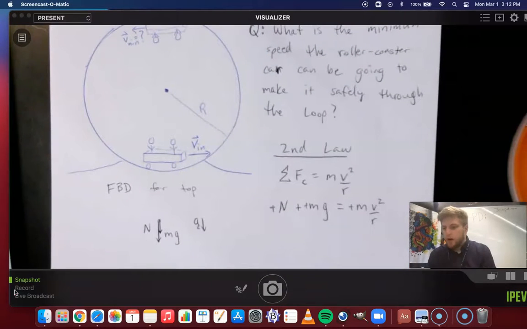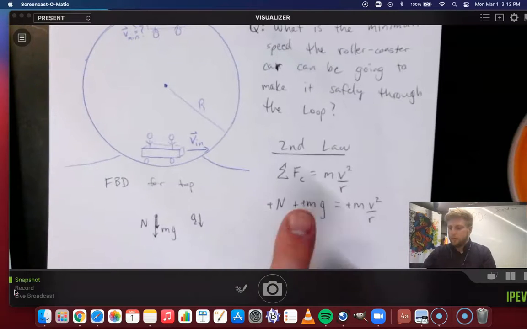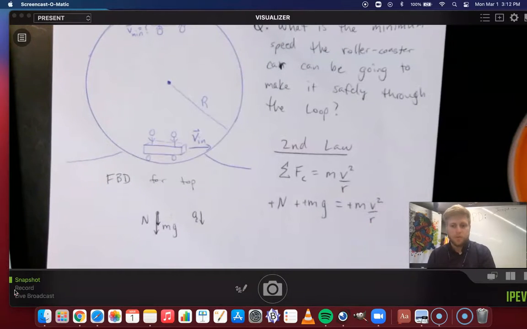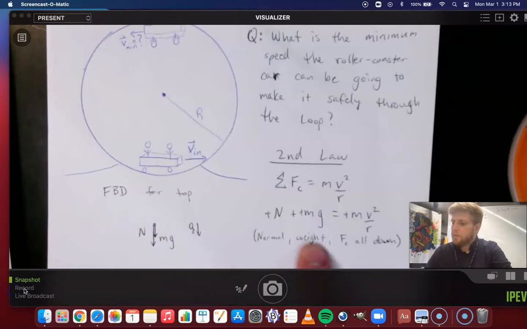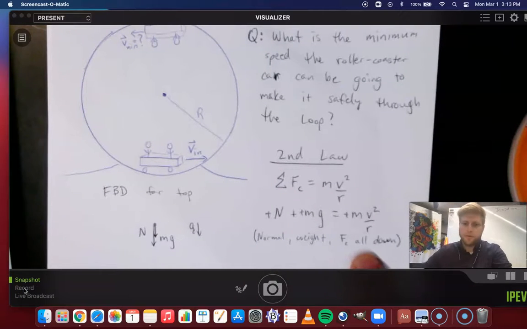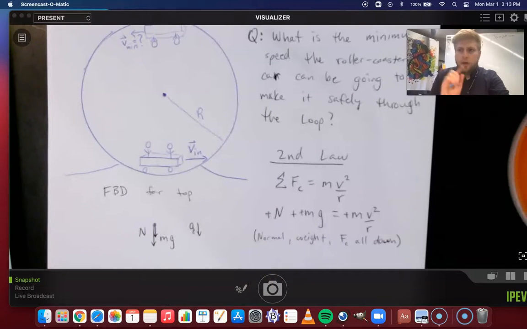Okay, so regardless of how you set it up, you should have all positives in here because everything, the normal, the weight, and the total centripetal force are all acting in the same direction. So I've just indicated there that the normal force, the weight force, and the centripetal force are all acting down in the same direction. Now this next part is a little bit of a conceptual hurdle, so I want to try to explain it carefully.